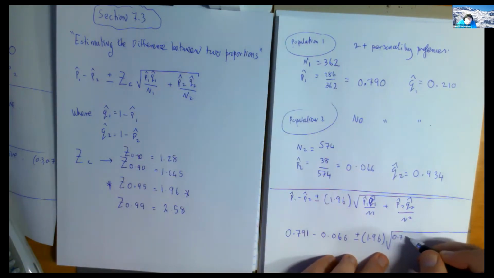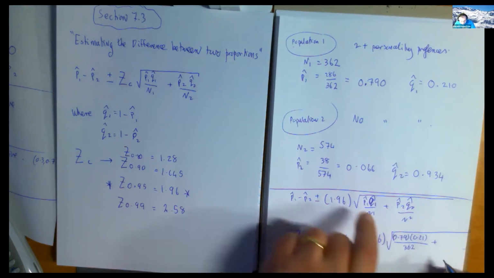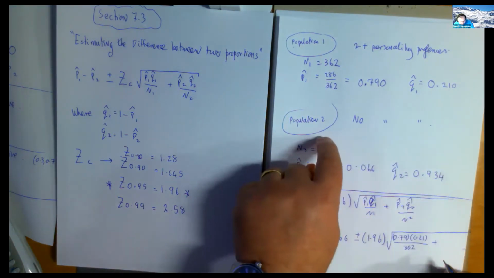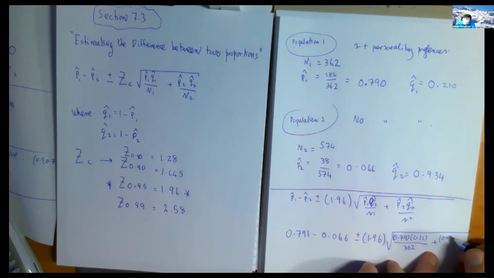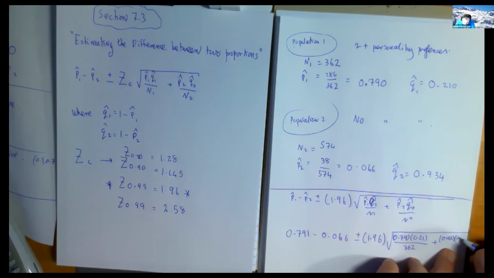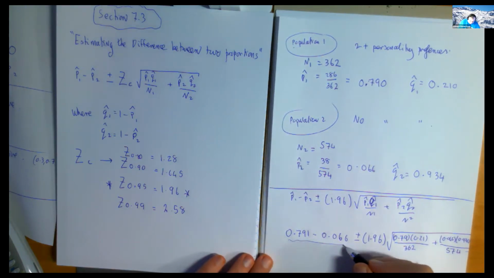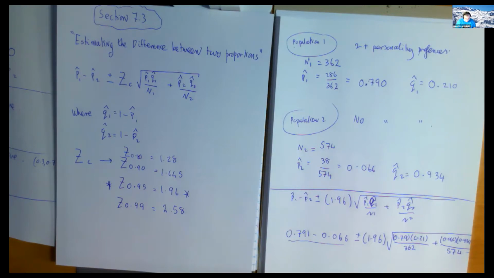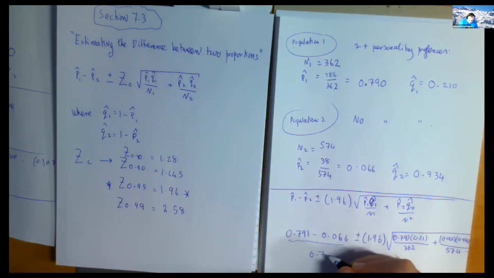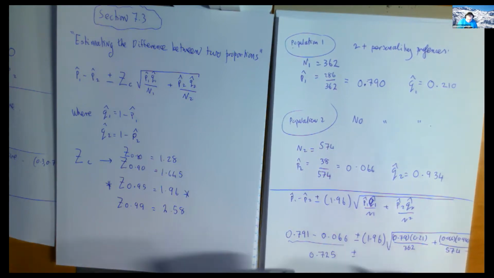So 0.79, 0.21 divided by 362 plus this guy times this guy divided by him. So that's going to be a 0.066, a 0.934 all over 574. So I'll subtract those two first. And 0.791 take away 0.066 is 0.725, give or take.